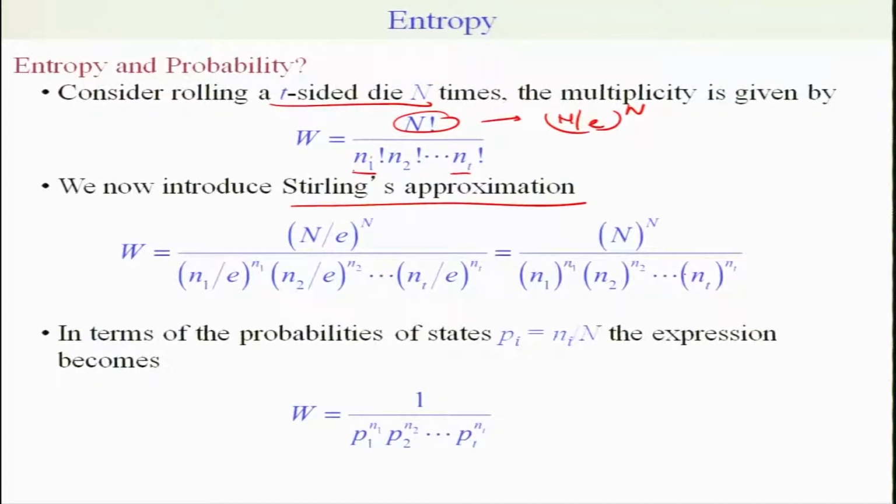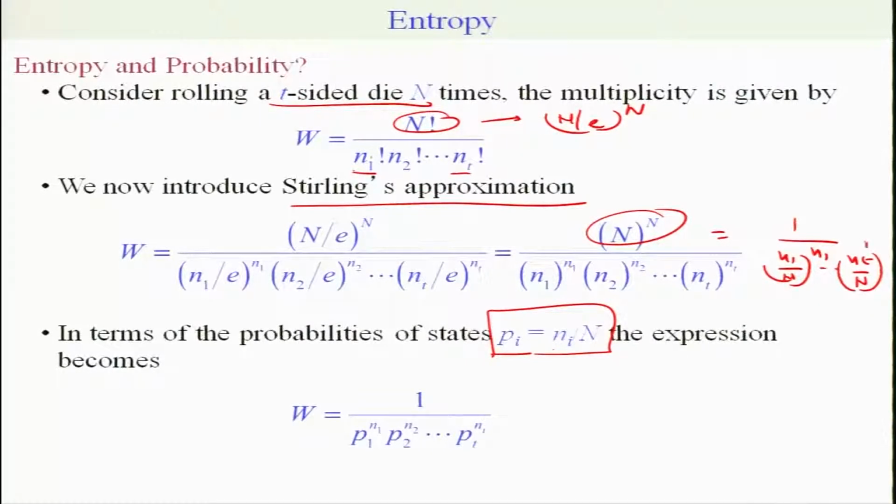Okay. Now, we can write this expression in terms of probability. So, if we define Pi, the probability of a state or side i, as simply ni divided by n, in that case you can divide by n, and this will cancel out in such a way that it can be written as n1 by n to the power n1 till nT by n to the power nT, which means I can write this expression in this form. Okay.